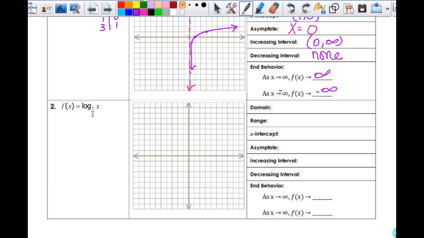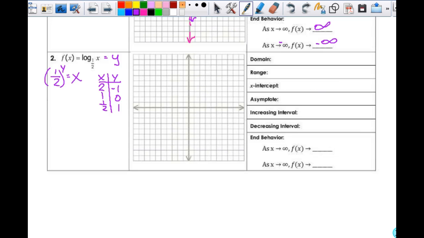We have this here. We're going to say that's equal to y. So the first thing we're going to do is rewrite it in exponential form. So 1/2 to the y power equals x. Then I make a little t-chart, and I choose -1, 0, and 1 for y. So when y is -1, what is x going to be? 2. When y is 0, get 1. And when it's 1, it is 1/2. Okay, so again, very easy to come up with. We just want to make sure and jot it down so we get it right when we graph it.